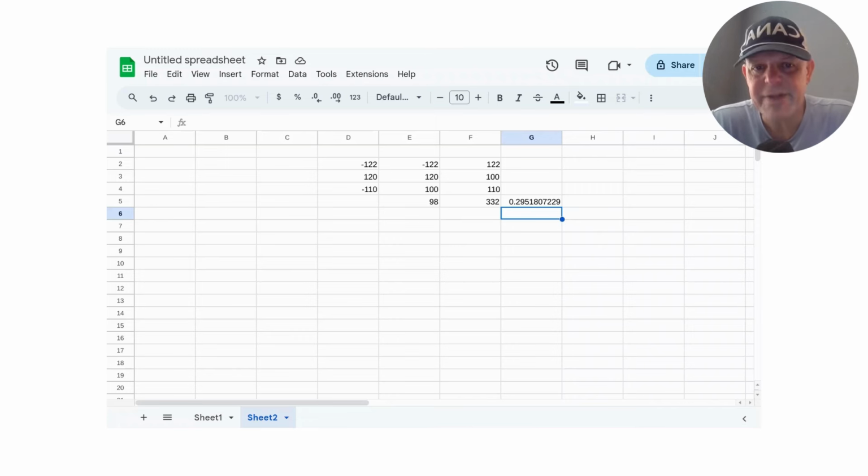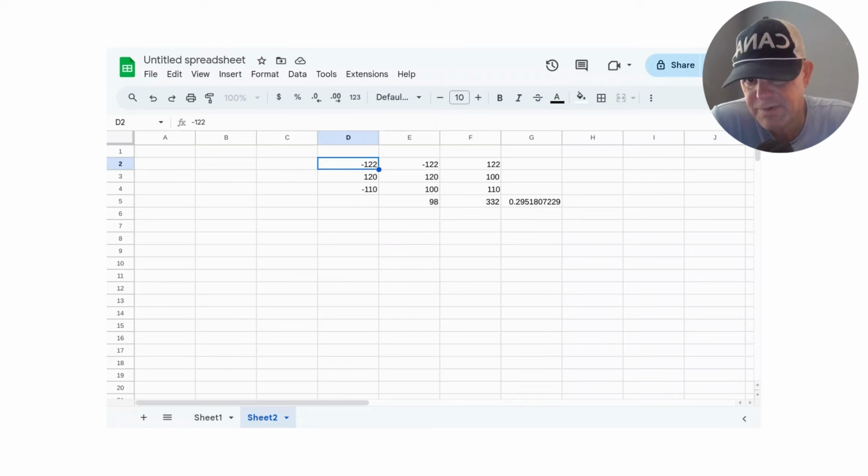So let's talk about how to calculate ROI in sports betting. Let me give you an example. Let's say you have a minus 122 wager. So you have to invest 122 to win back 100. And let's say you lost that wager. Your next wager, you have to invest 100. It's a plus 120 dog, so you only have to invest 100 to potentially get back 120. And let's say you win that wager.